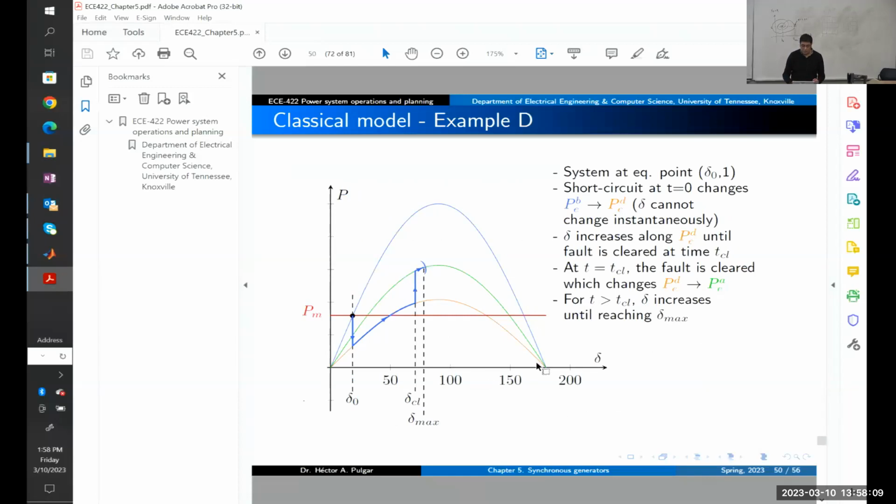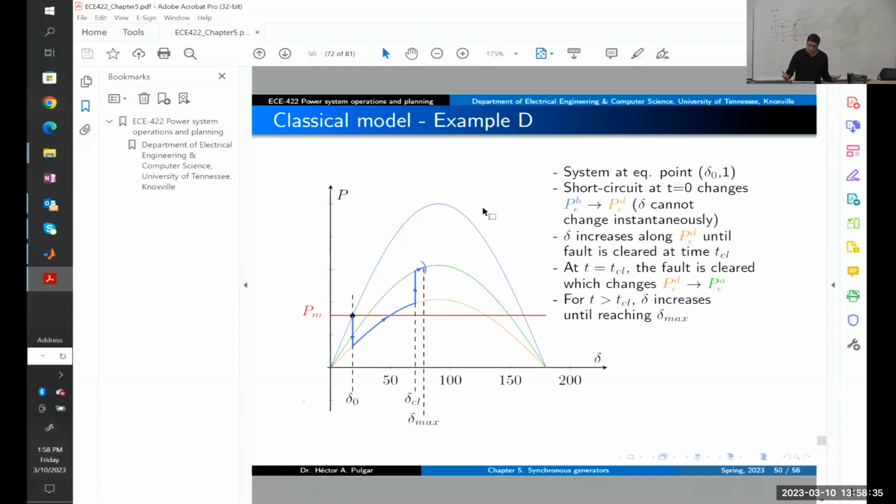Why are they going to be different? Because the electrical power during the short circuit and after the short circuit are going to be different. What we did before is that the short circuit led to 0 power for the electrical power. And after the fault was clear, we went back to the original electrical power. So we moved from 0 to the blue curve.